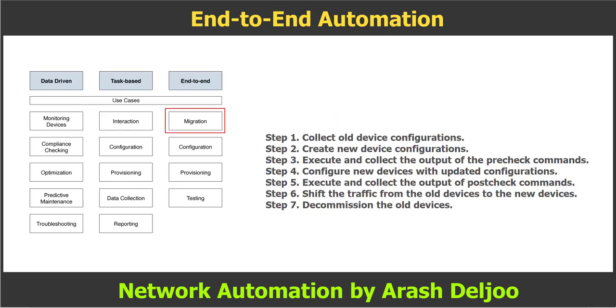About the end-to-end automation use cases, all of the use cases described in this video are real-life use cases. They were implemented in companies worldwide at different scales. All of the use cases discussed so far in the previous video could potentially be applied to an end-to-end scenario, for example, monitoring an entire network or running a compliance report of all devices. Let me first explain the migration end-to-end automation.